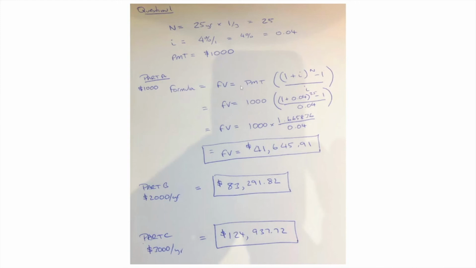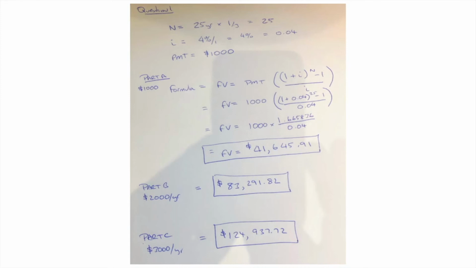Here's the formula. FV equals PMT times (1 plus I to the N minus 1) over I. So we just throw the numbers into the formula: 1.04 to the 25 minus 1. If you do the math on that, it's 1.665836 over 0.04, and that comes to $41,645.91. So in other words, if we put $1,000 in the bank every year for 25 years and it earned 4% annually, at the end of that 25 years it would be $41,645.91. Okay.